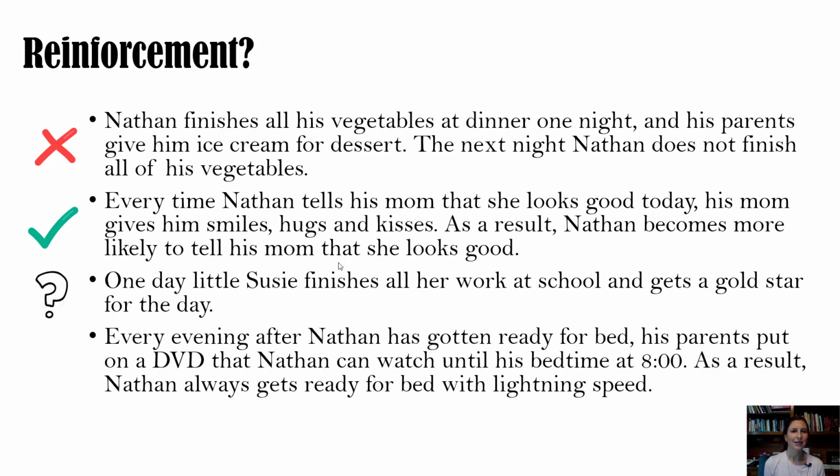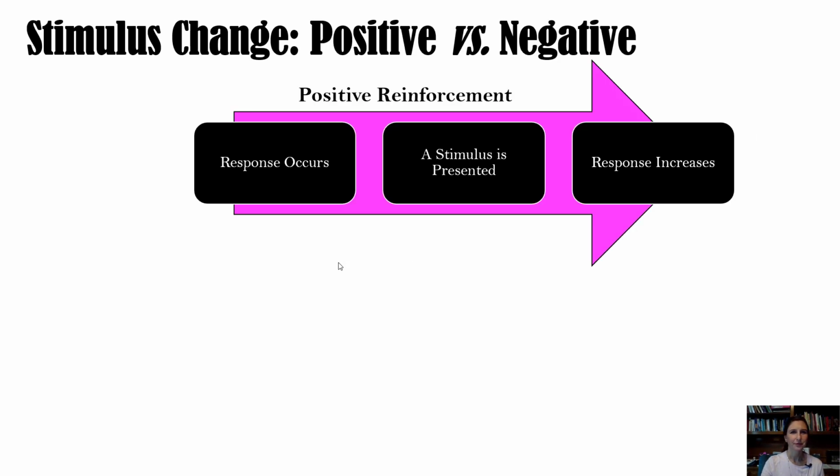And lastly, every evening Nathan has gotten ready for bed. His parents put on a DVD that Nathan can watch until his bedtime at 8. As a result, Nathan always gets ready for bed with lightning speed. So his behavior is getting ready for bed, and it's increasing because he's getting ready for bed quicker and quicker. And so, yes, this would be an example of reinforcement.